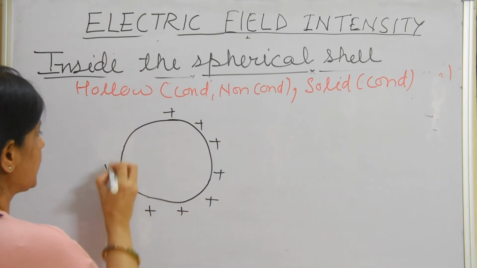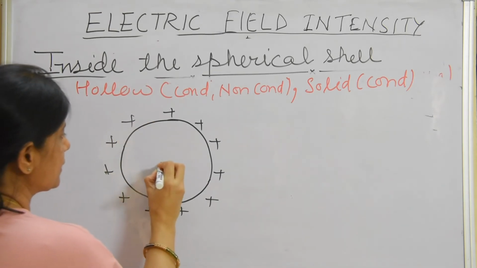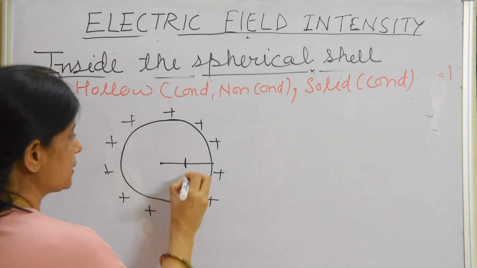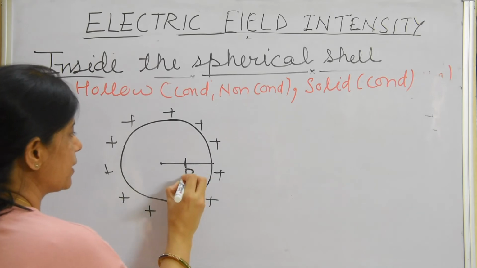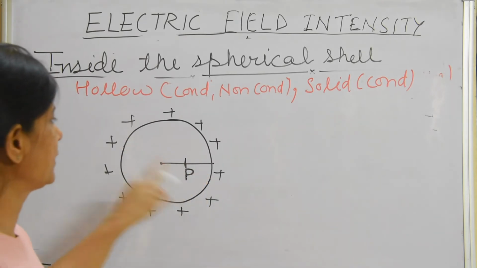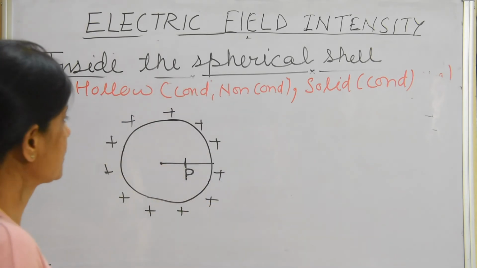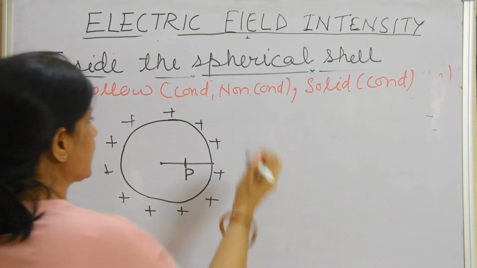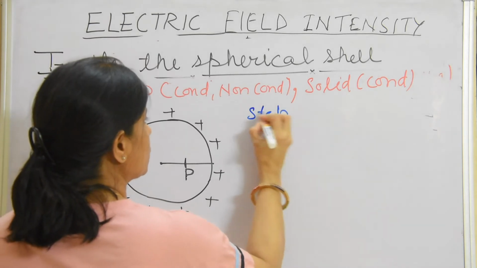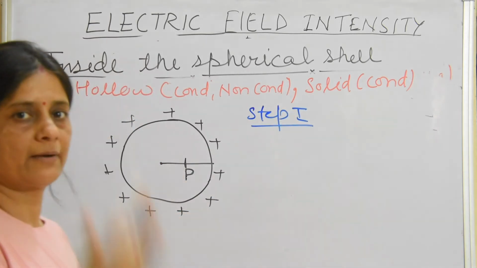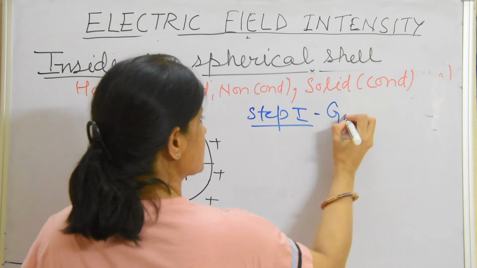Now we have to find electric field intensity inside the shell. Suppose this is the point where we have to find the value of electric field intensity, and all the charges are lying on the surface. So what we have to do is, again, step number 1. What is step 1? Step 1 is, first we have to imagine Gaussian surface.